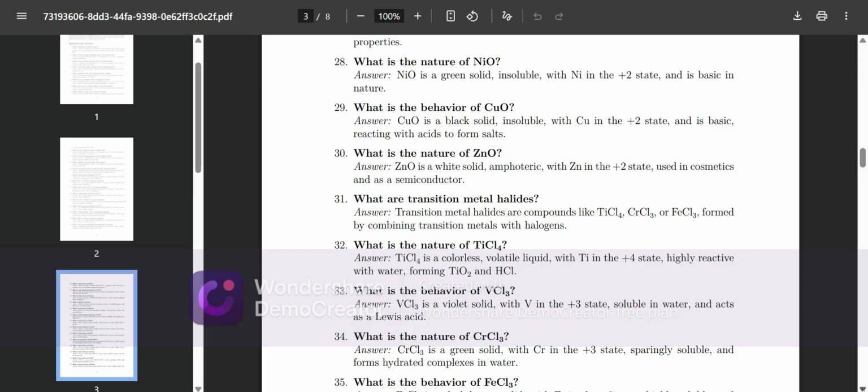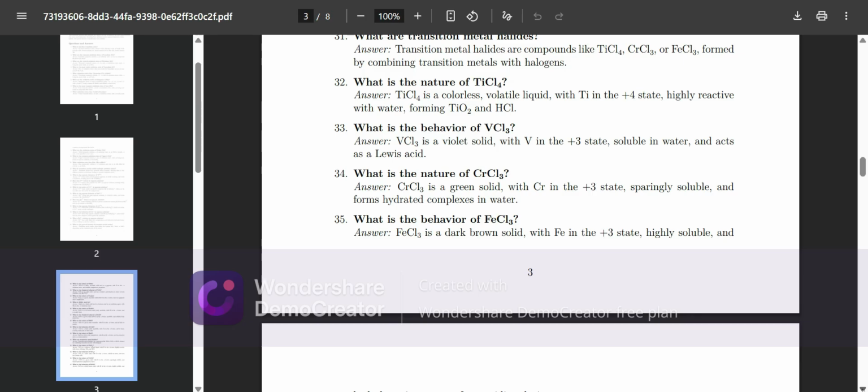What is the nature of TiCl4? TiCl4 is a colorless volatile liquid with Ti in the +4 state, highly reactive with water, forming TiO2 and HCl. What is the behavior of VCl3? VCl3 is a violet solid with vanadium in the +3 state, soluble in water, and acts as a Lewis acid.